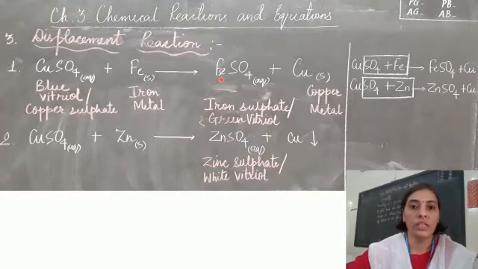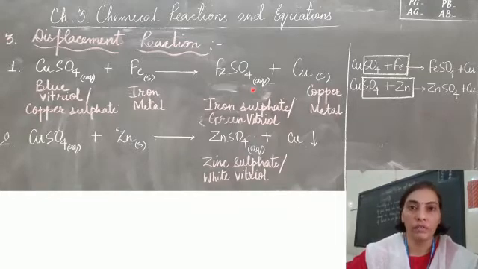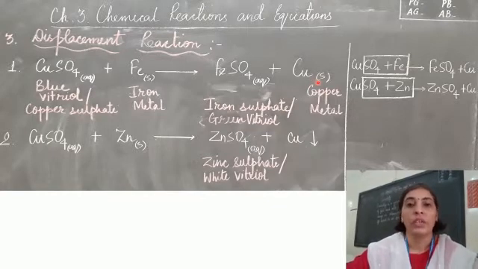What are the products here? It's going to give us ferrous sulfate. It is also called iron sulfate. So FeSO4 and copper are the two products. FeSO4 is the new product that we have formed, that is aqueous, and copper in the metallic form, that is solid form, we are going to get. Now what has happened over here in this equation?